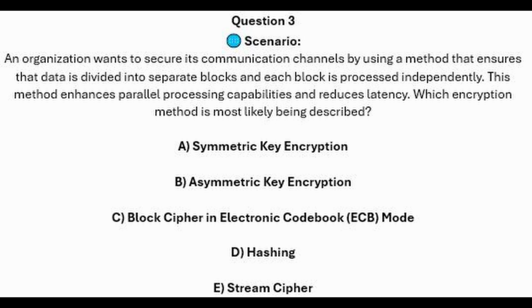And the correct answer is C, block cipher in electronic codebook ECB mode. Block cipher in electronic codebook ECB mode is a method where each block of plaintext is encrypted separately and independently. This allows for parallel processing of blocks, which can enhance performance and reduce latency, but it does not provide strong security as identical plaintext blocks produce identical ciphertext blocks.